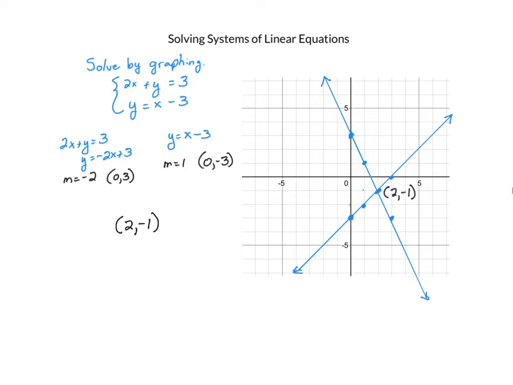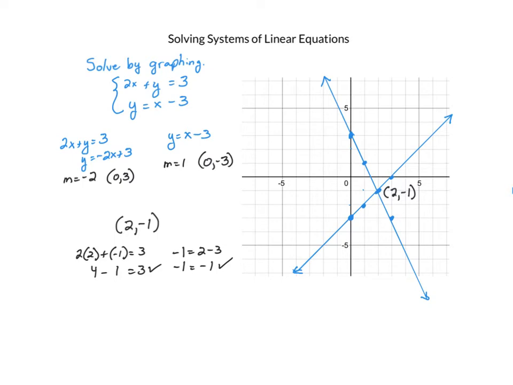Let me show you. So we have 2 times 2 plus negative 1 equals 3. That's 4 minus 1 equals 3. That's true. And we substitute it into the second equation, and we have negative 1 equals 2 minus 3. That's negative 1 equals negative 1. That's true as well. So we have confidence that we did it correctly.